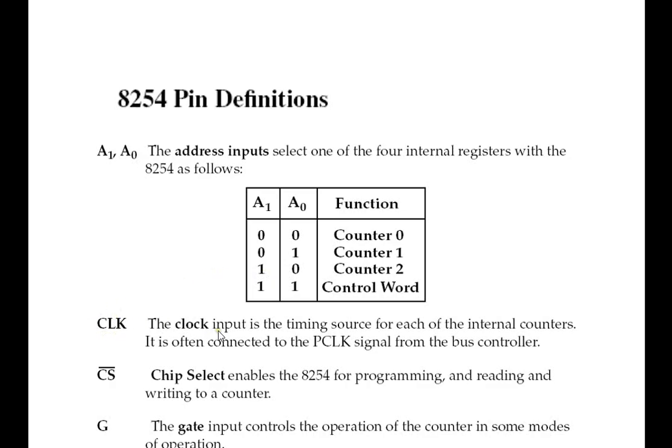Now the clock section. The clock input is the time source for each of the internal counters. It counts the pulses of the clock signal for bus controllers. Now CS is for chip selection, which enables the 8254 for programming, reading and writing counters. Now G stands for the gate. The input controls the operation of the counter in the different modes of operation.